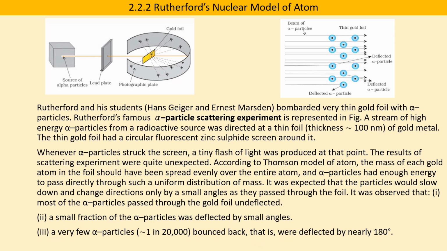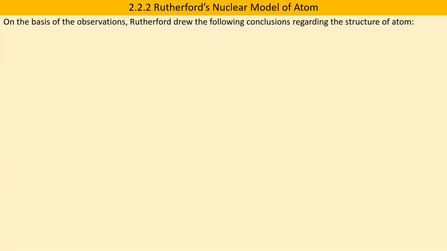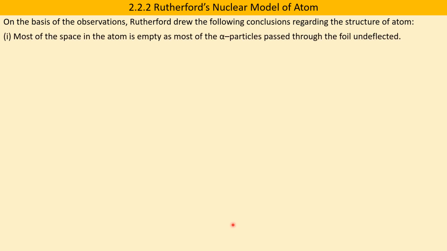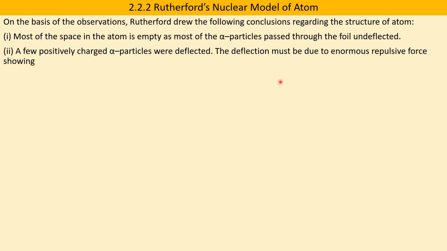On the basis of these observations, Rutherford drew the following conclusions regarding the structure of the atom. The first conclusion was that most of the space in the atom is empty, as most of the alpha particles pass through the foil undeflected. Next, a few positively charged alpha particles were deflected. The deflection must be due to enormous repulsive force, showing that the positive charge of the atom is not spread throughout the atom as Thomson had presumed.